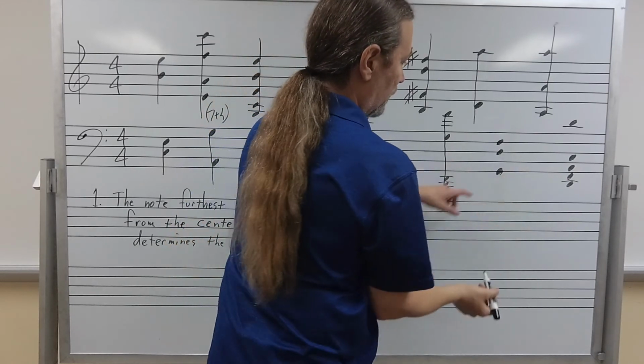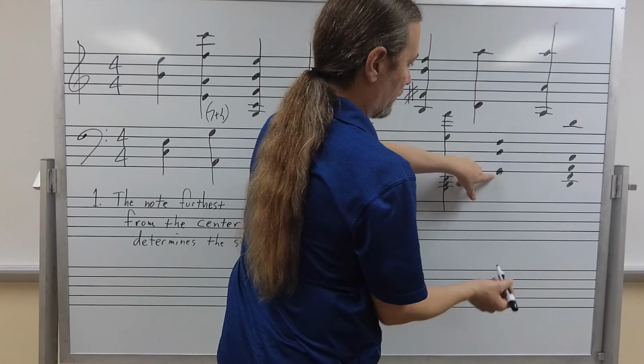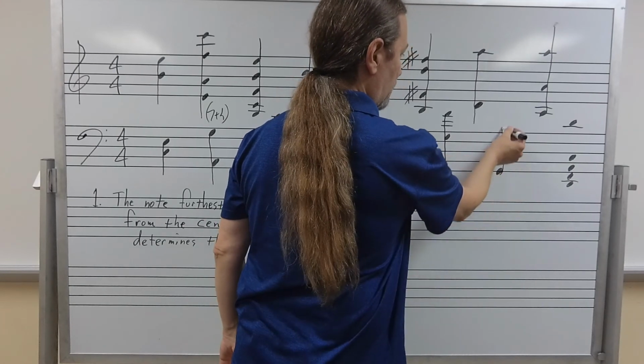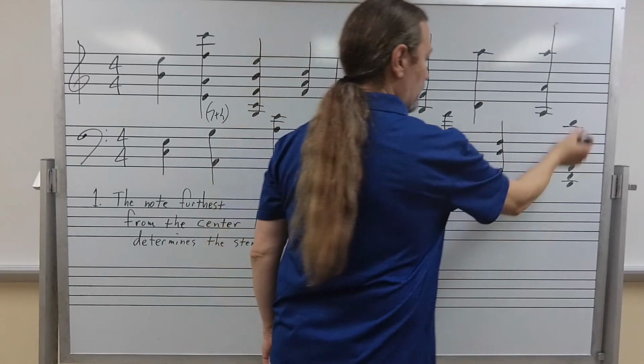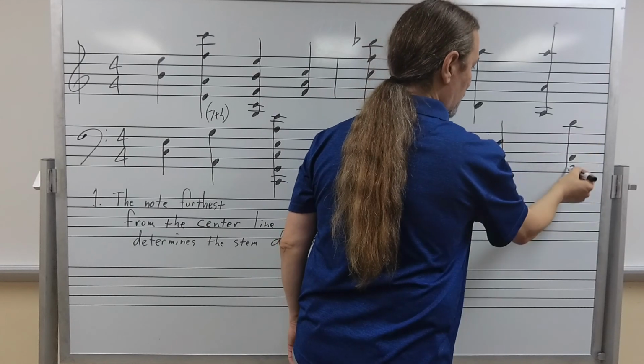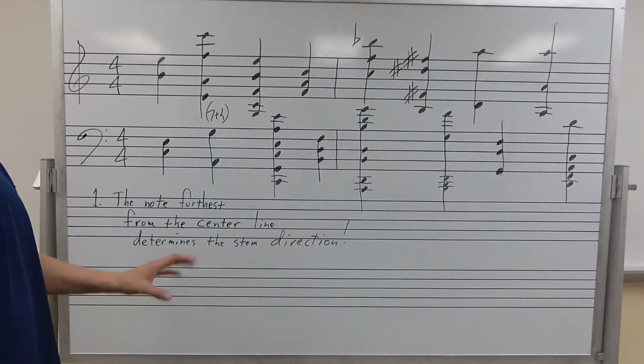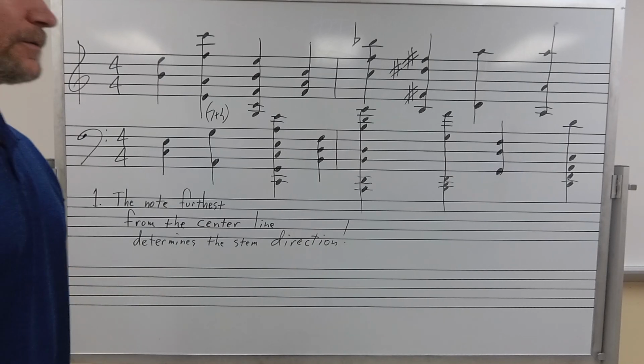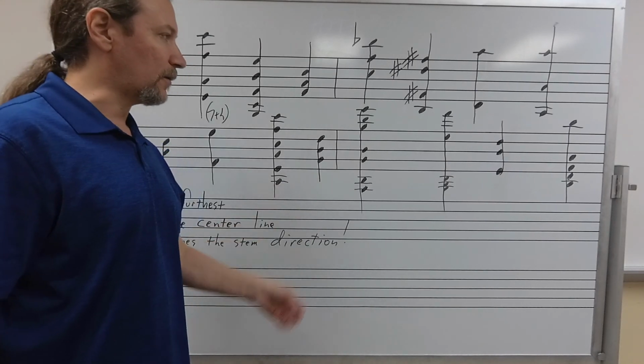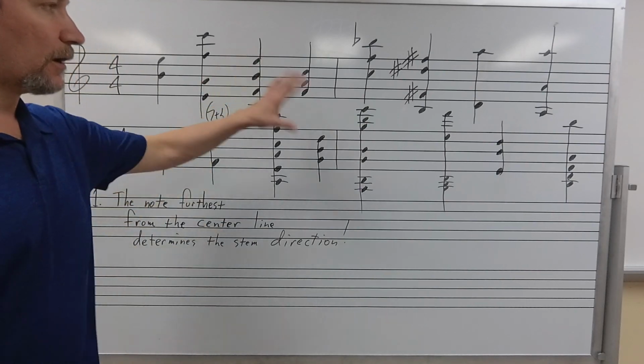This one right here, the furthest note from the center line is now this G. Let's stem those up. Equidistant here, stem goes down. So we stack harmonic structures that don't include seconds. The next video will deal with seconds and then stemming intervals of seconds inside of harmonic structures.